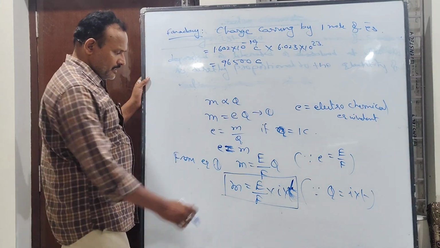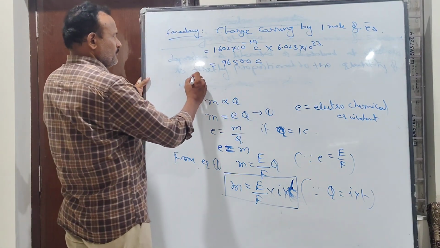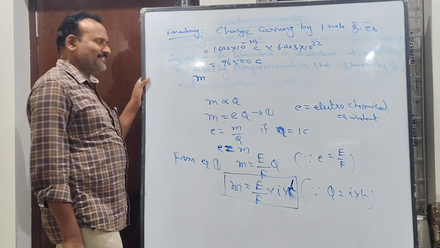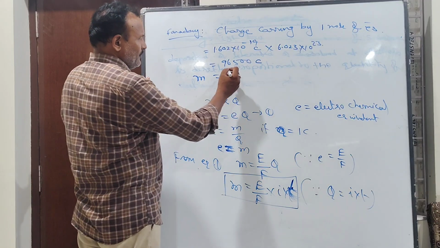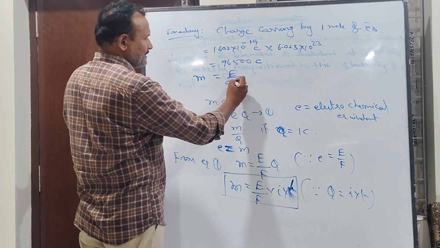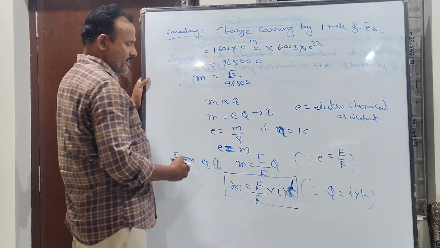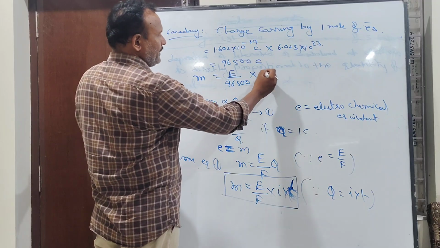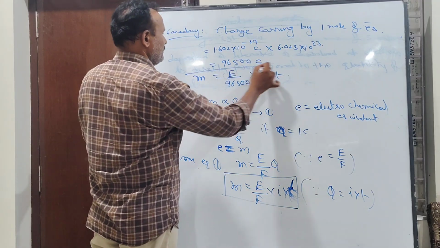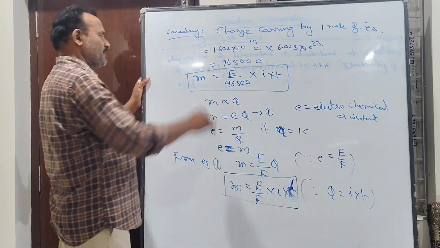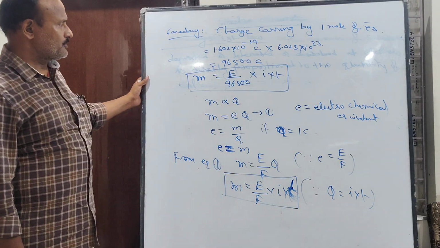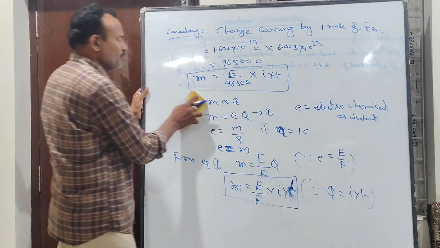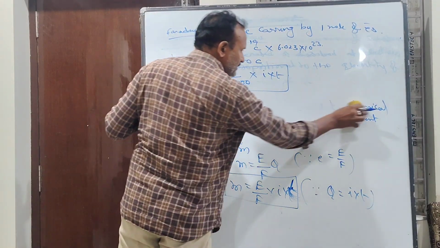96,500 coulombs. Therefore, from this equation, the mass of the substance deposited or liberated is equal to capital E divided by 96,500. Instead of Faraday, you can write 96,500 coulombs into I into T. This is the main formula to solve numericals from Faraday's first law. Based on this, we also derive one more formula from this equation.